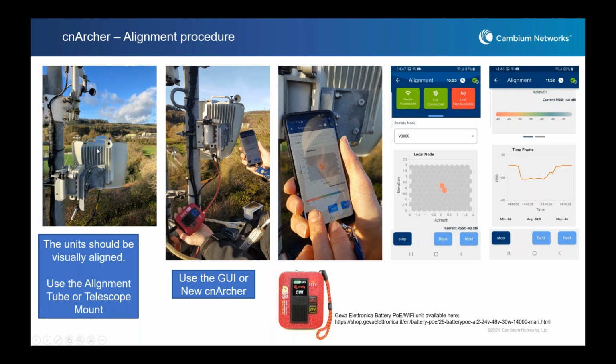But you start by doing that visual alignment. Then you can go in and use the graphical interface. And in this case, the installer is using our cnArcher tool. Now cnArcher is an application that runs on your smartphone and can be used to do the alignment as well. So you don't have to drag a laptop up there. You can have that tethered on a lanyard, and you can use that to do the alignment. Now that's going to be available here in the first quarter of next year. The actual cnArcher has been extended to support cnWave and this new tool. So anyway, some nice new features that are all part of the 1.2 release.